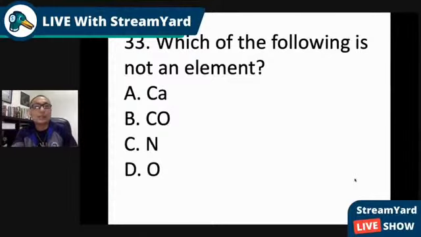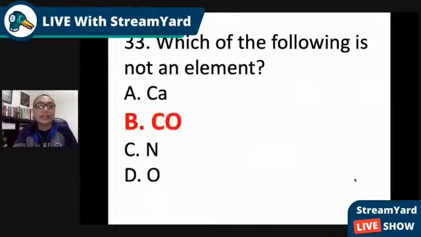Number 33, which of the following is not an element? Is it calcium? Well, I will say the list first later when the answer is revealed. Is it A, B, C, or D? And the answer is, the answers are only appearing now because of the 20 second delay. So, 33, which is not an element? The answer is CO, or carbon monoxide.